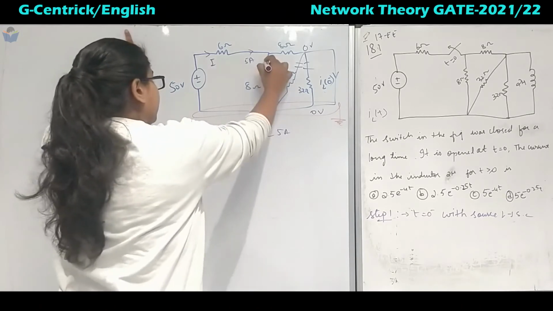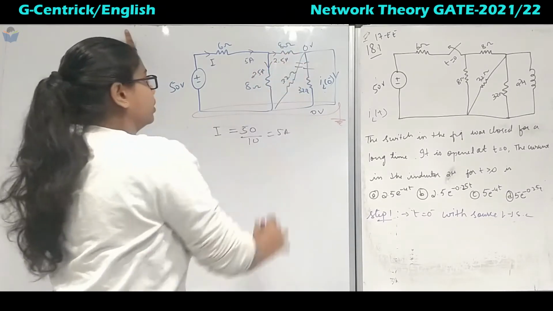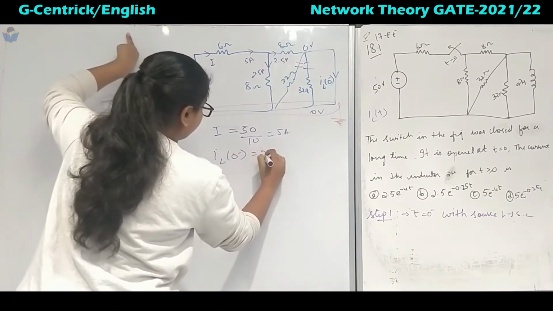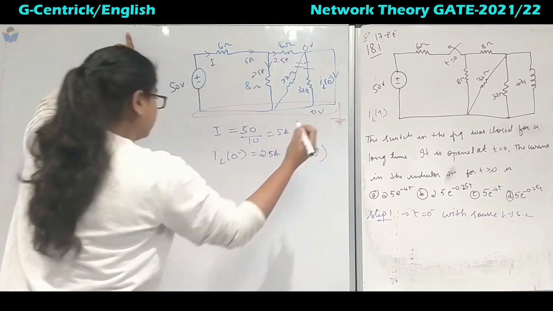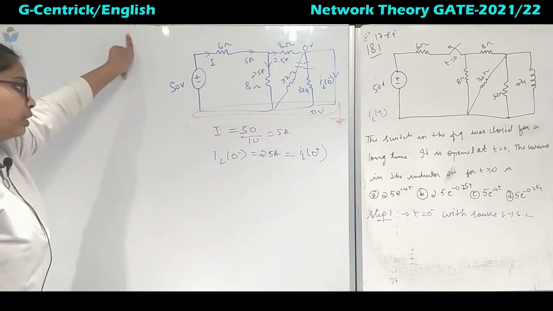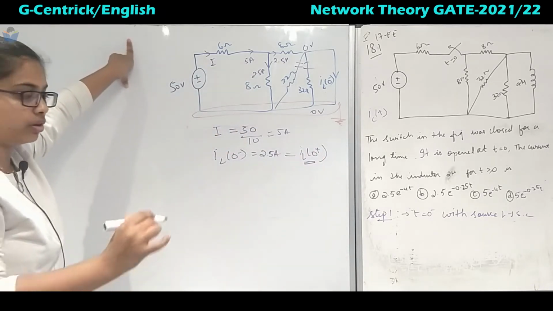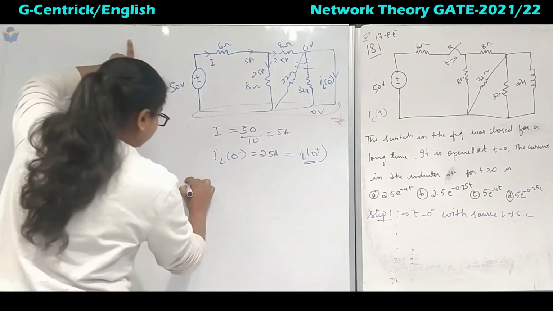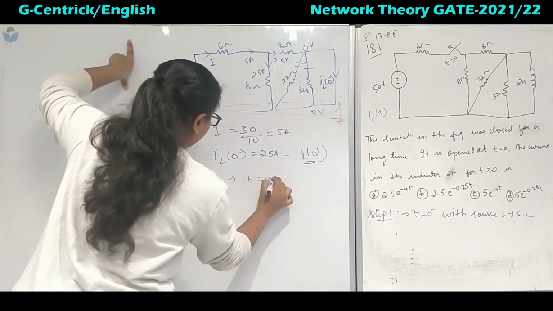Okay, so this is 8, then it will be 2.5 here, 2.5 here. So this will be nothing but 2.5 amperes, which is also equal to IL of 0 plus. Now we have already got 0 plus, so there is no need to calculate step 2, that is at t equal to 0 plus. We can directly jump to step 3 at t equal to infinity.